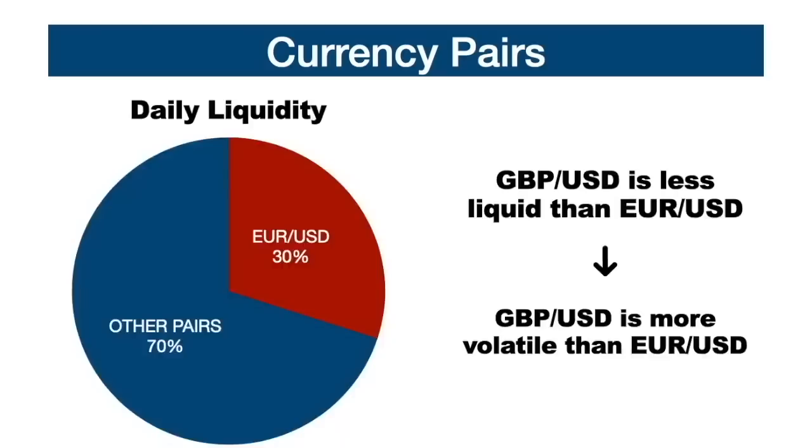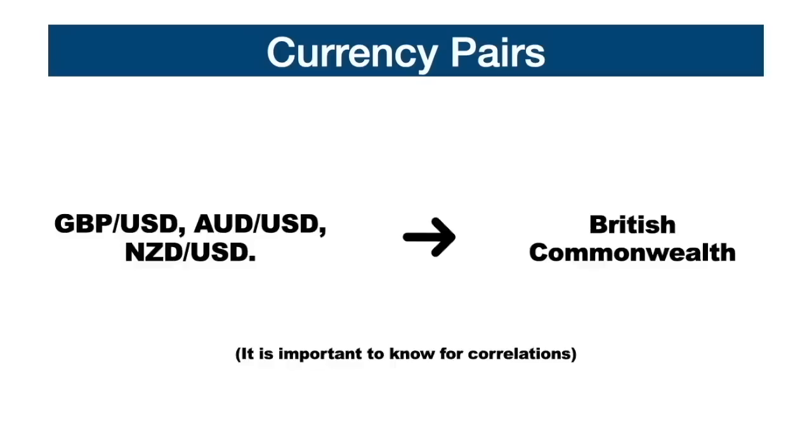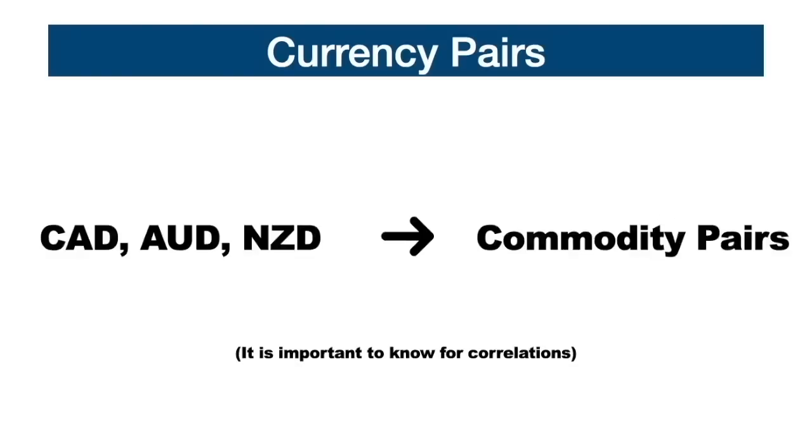The euro-dollar pair is the most liquid in the market, and represents 30% of the total daily volume of the Forex market. The pound-dollar pair is less liquid but more volatile than the euro-dollar pair. The British pound, the Australian dollar, and the New Zealand dollar are part of the British Commonwealth, and they are all base currencies against the US dollar. The Canadian dollar, the Australian dollar, and the New Zealand dollar are also known as commodity pairs, because their economies are rich in natural resources.